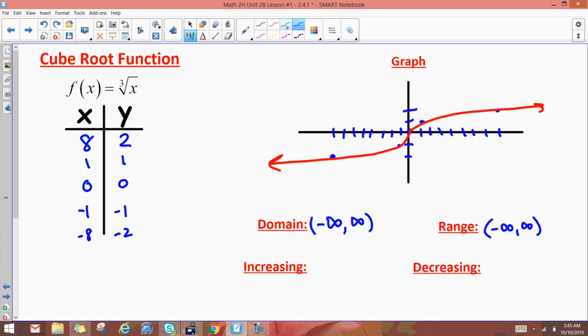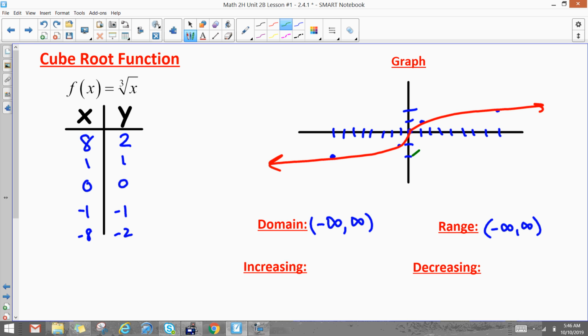Now let's look at increasing and decreasing. Just like before, make sure you read left to right. So if I start at the left, my y values are getting larger, and they keep getting larger all the way. So this actually, if we think about it, is always increasing.